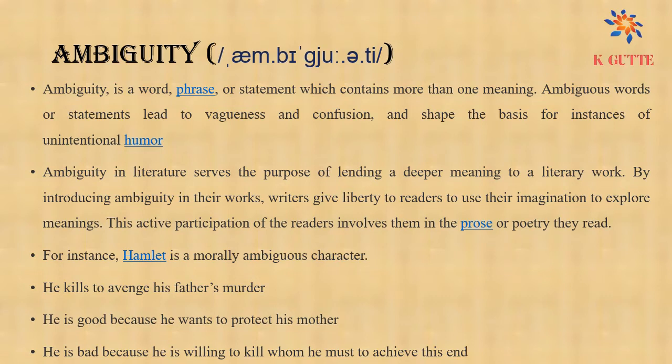For instance, Hamlet. In this drama there are so many ambiguous sentences. For example, he kills to avenge his father's murder. Another example is, he is good because he wants to protect his mother. And he is bad because he is willing to kill whom he must to achieve this end.